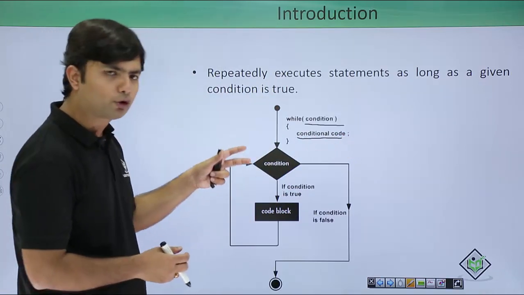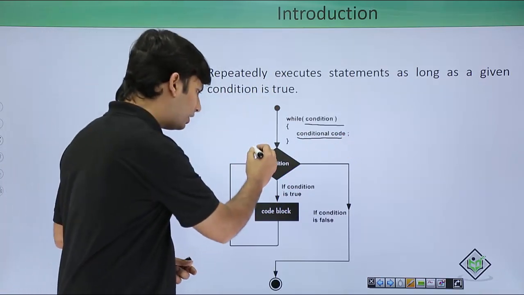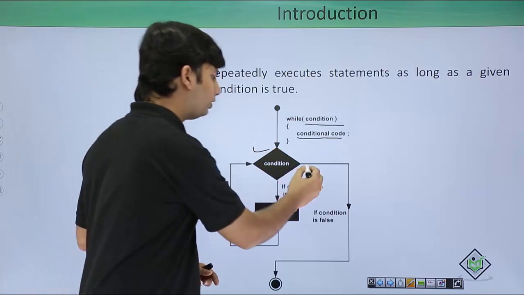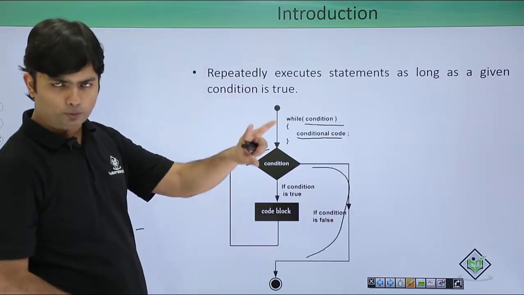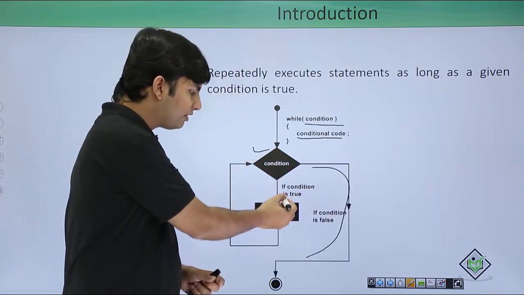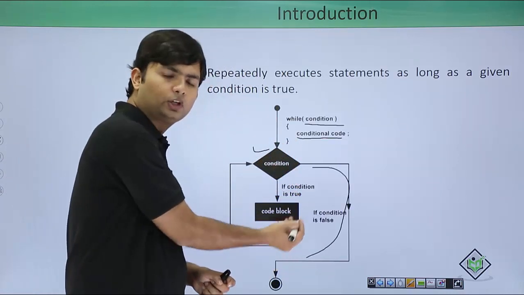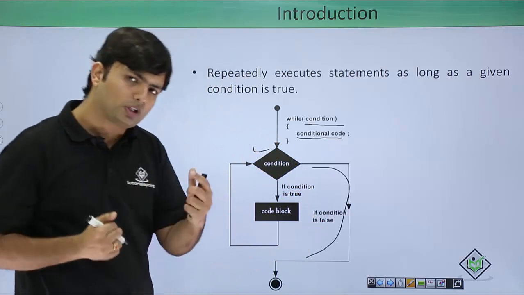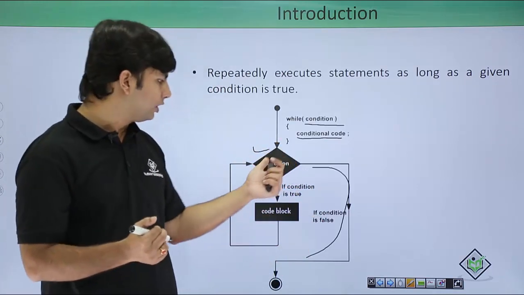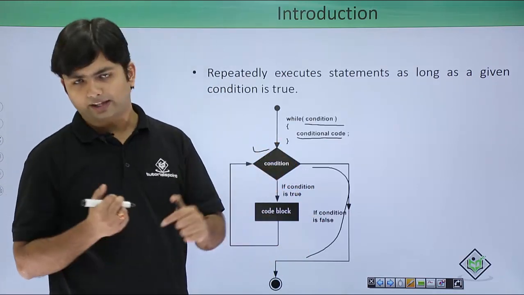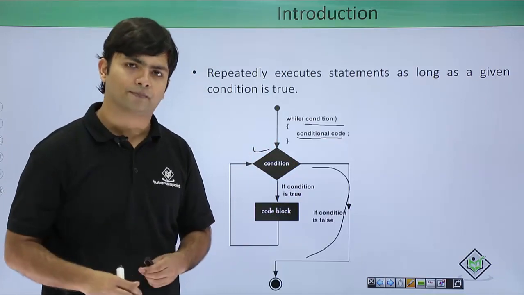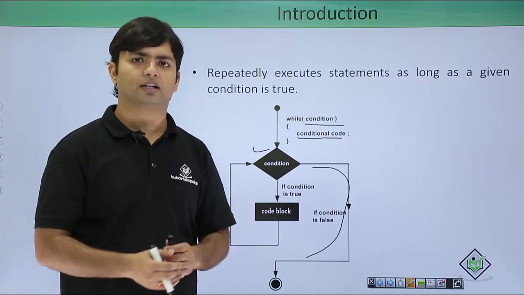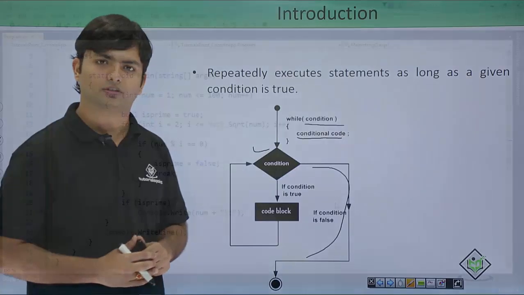And let's go through the flowchart. First of all, the condition will be checked. If the condition is false, you are going outside, and the loop will be terminated. And if the given condition is true, we will execute the code block and then again we will check the condition. Alright, so this will take place unless and until it returns false. And as soon as it is done, we will terminate it. Alright, so let's see practically how this while loop will be in action.